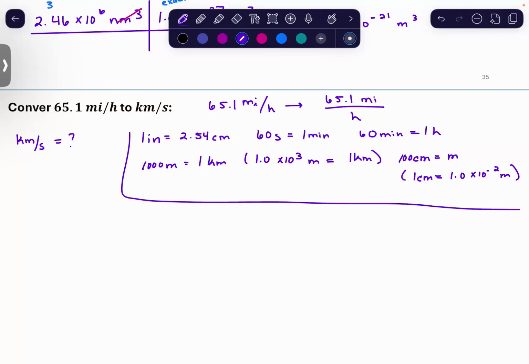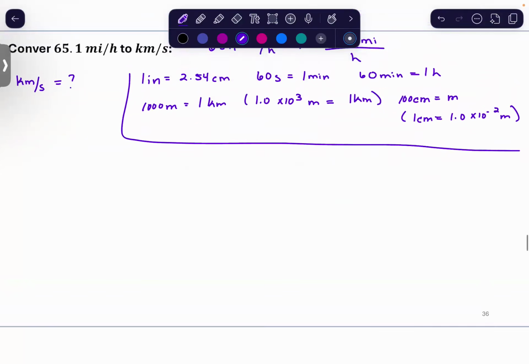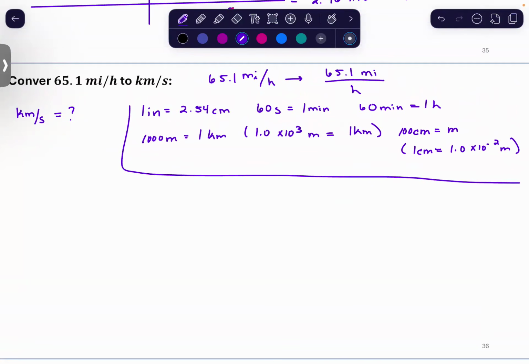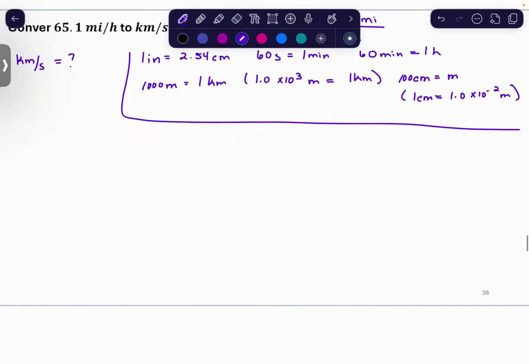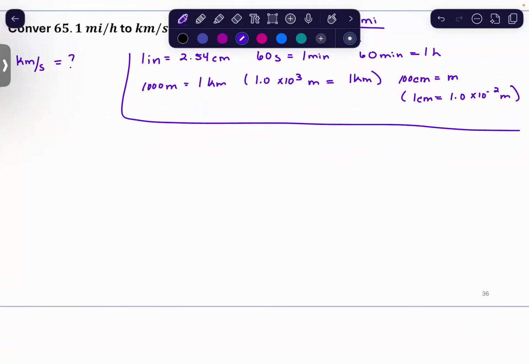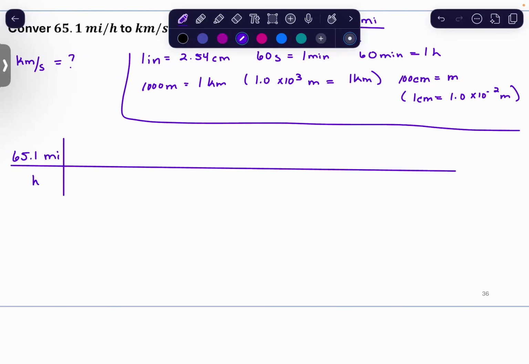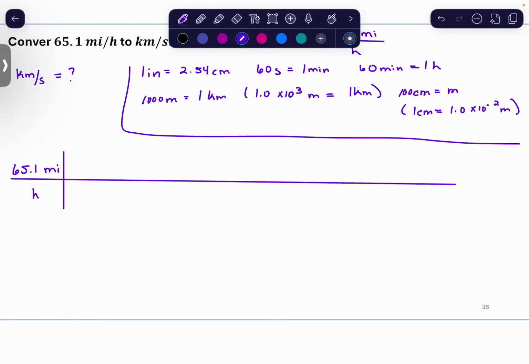Now, you can do this calculation 1 unit at a time. Okay, so let's do miles to kilometers first. Okay, 65.1 miles per hour. Okay, something else that I need to write in here is there are 5280 feet in a mile.